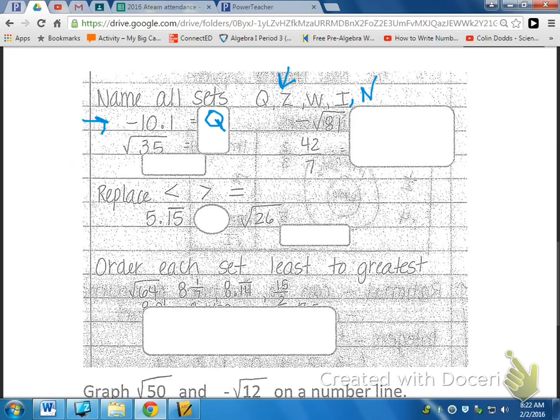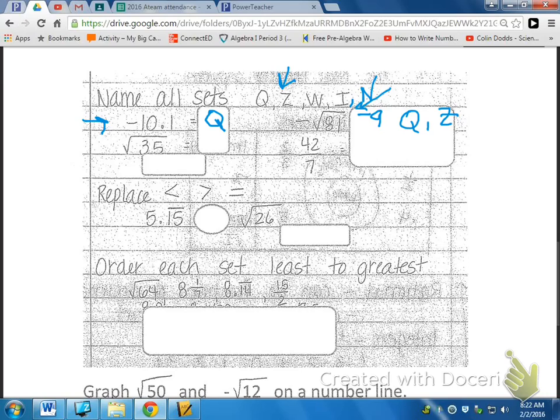Okay, negative square root of 81. Think about that for a minute and what it really is. What is negative square root of 81, Tori? Negative 9. So which sets would negative 9 fit in? Yep, Q and Z. This time it does. It's an integer because it just is a number. It's a negative 9, so that's an integer. And then integers are definitely rational, so that's a Q.